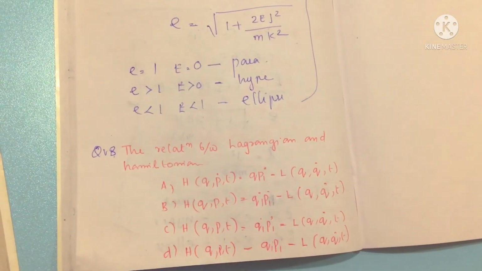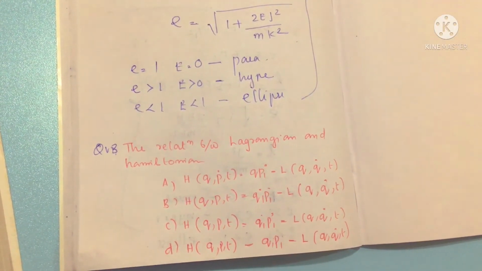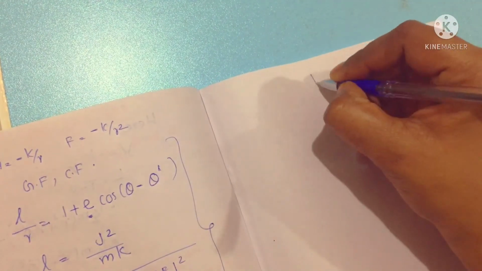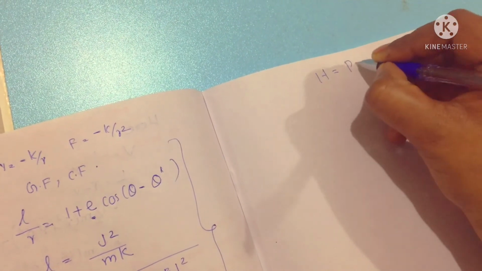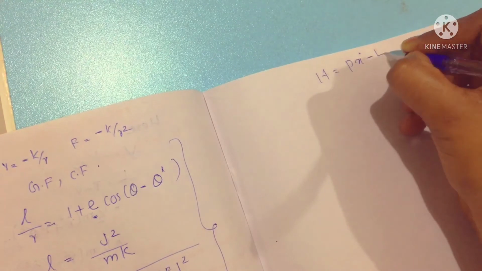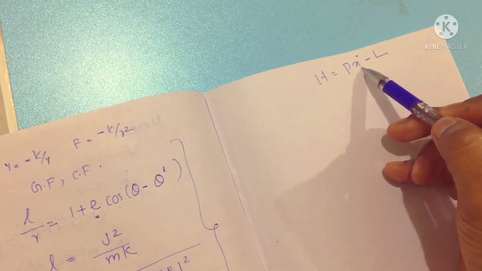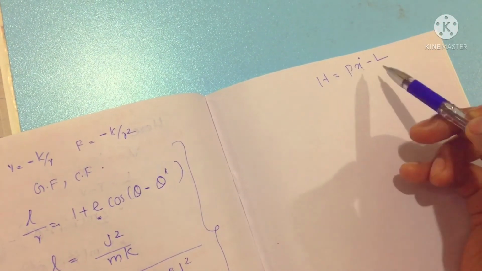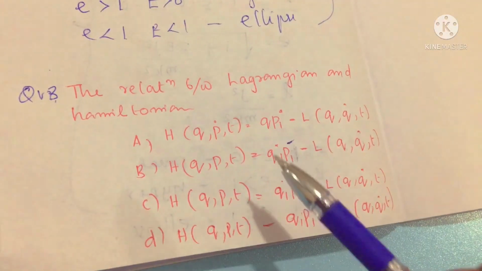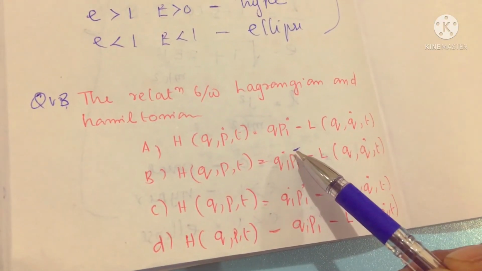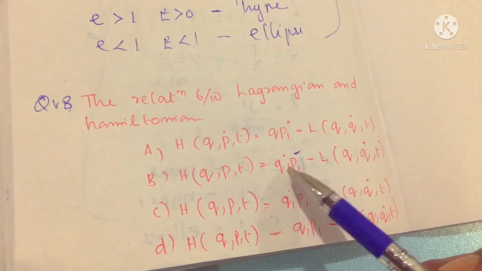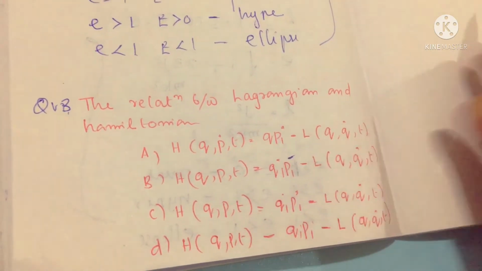The relation between Lagrangian and Hamiltonian. Simply remember that H is equal to p q dot minus L. That is, q is the coordinate, p is the momentum and L is the Lagrangian. That is option B. So H is equal to p q dot minus L.